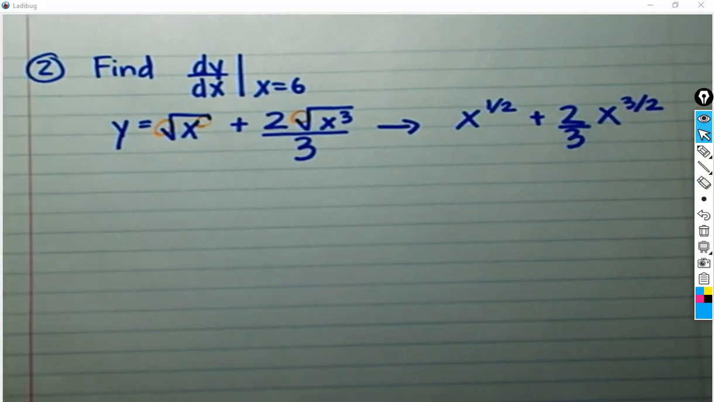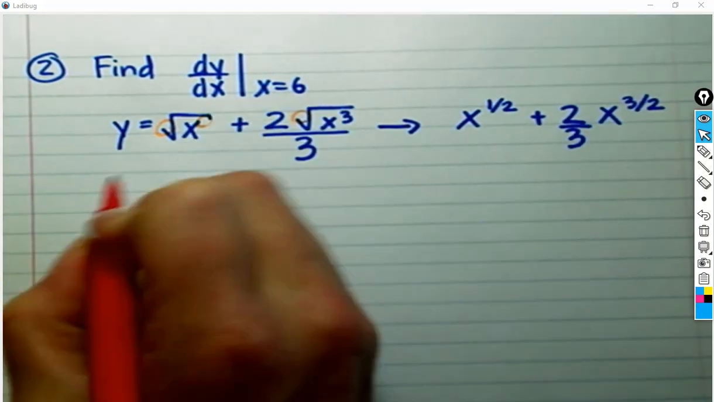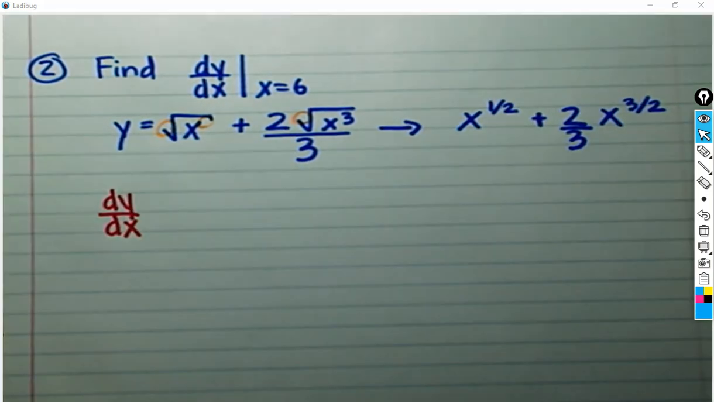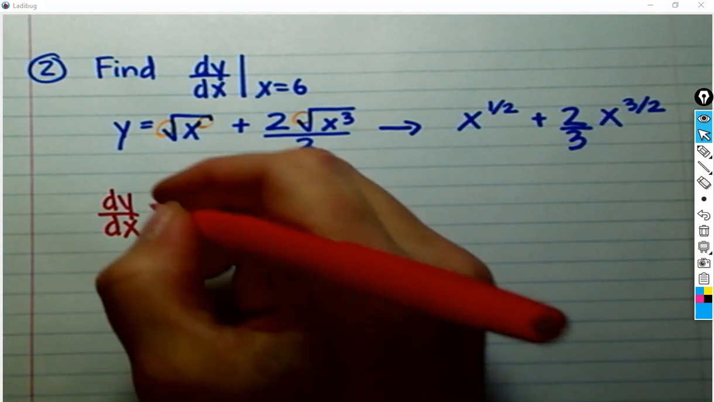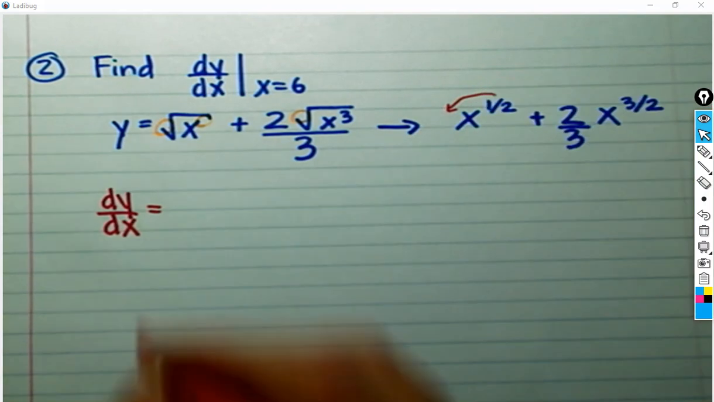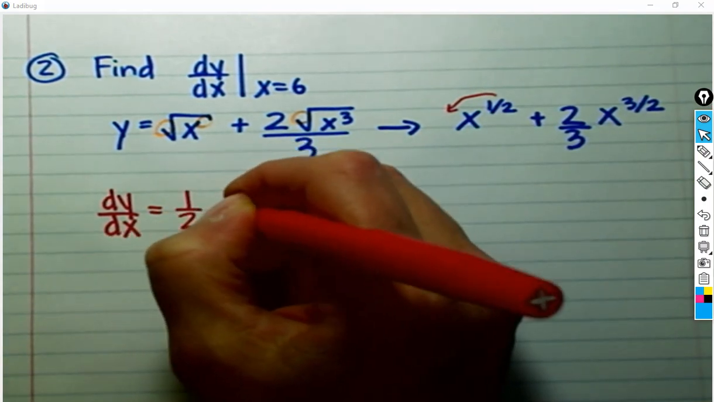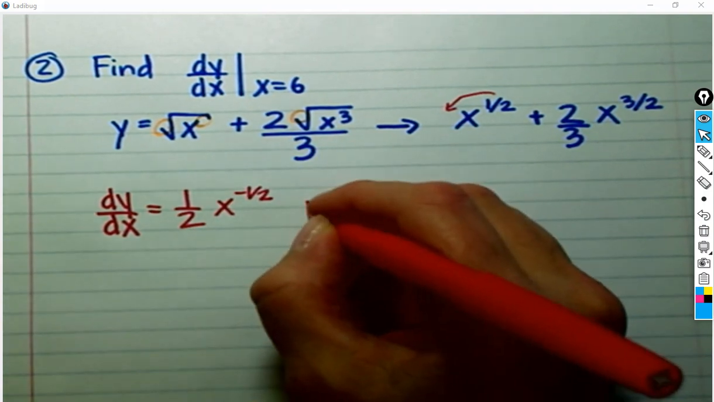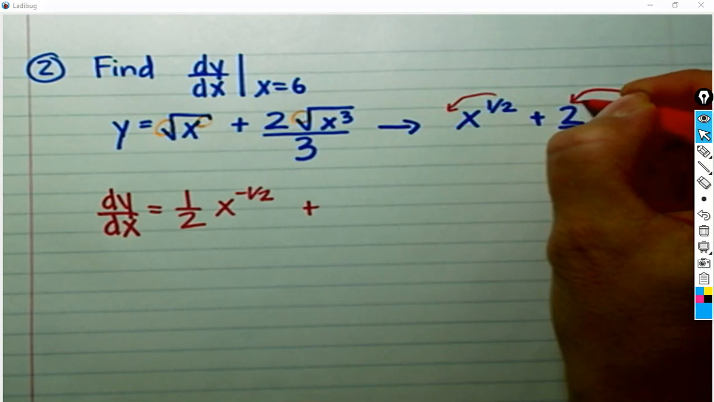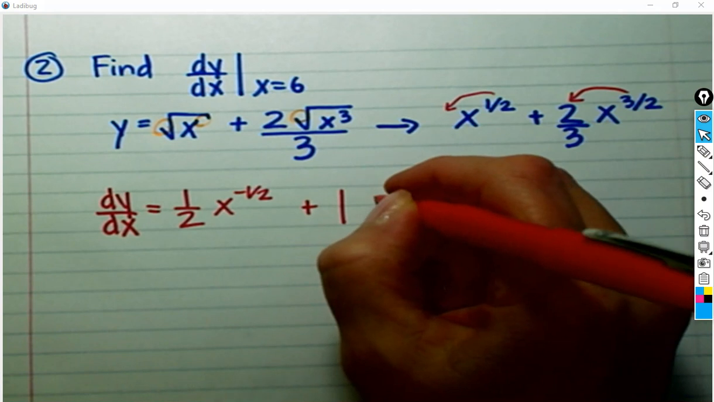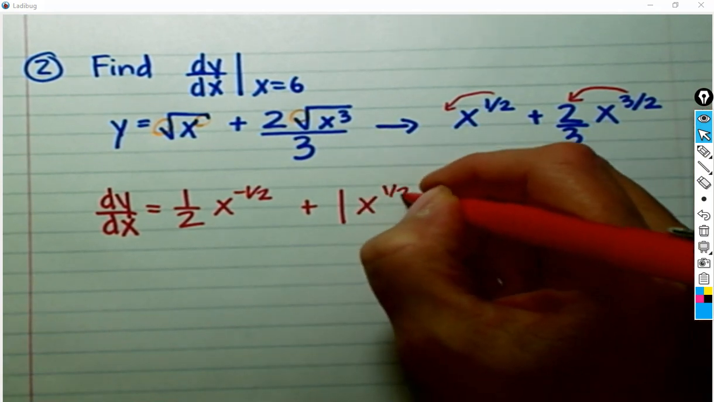All right, 2 steps. Find the derivative, so that's dy/dx, and then we plug in. Okay, so you got to do the power rule. Drop the power, subtract 1. Drop the power. Oh, yeah, okay. Subtract 1.